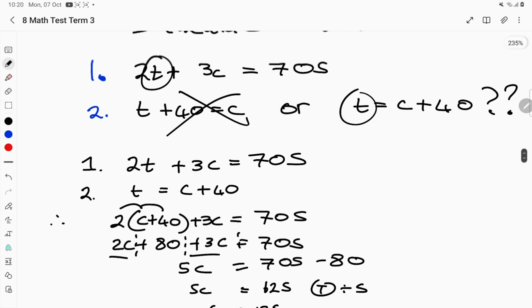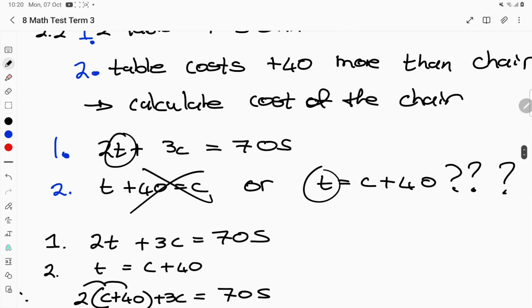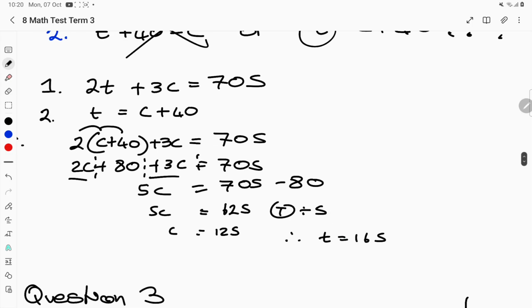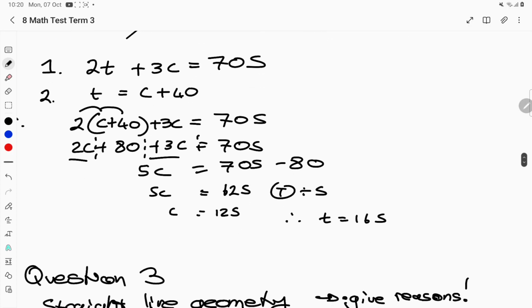So we can double check whether our answer is right by looking at the question. So a table costs 40 Rand more than a chair. If a chair is 125, therefore a table is 125 plus 40. So a table is equal to 165.